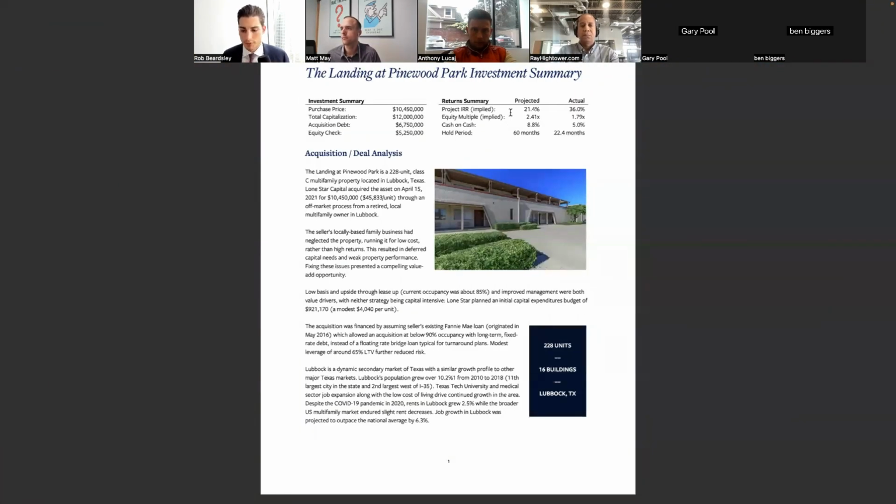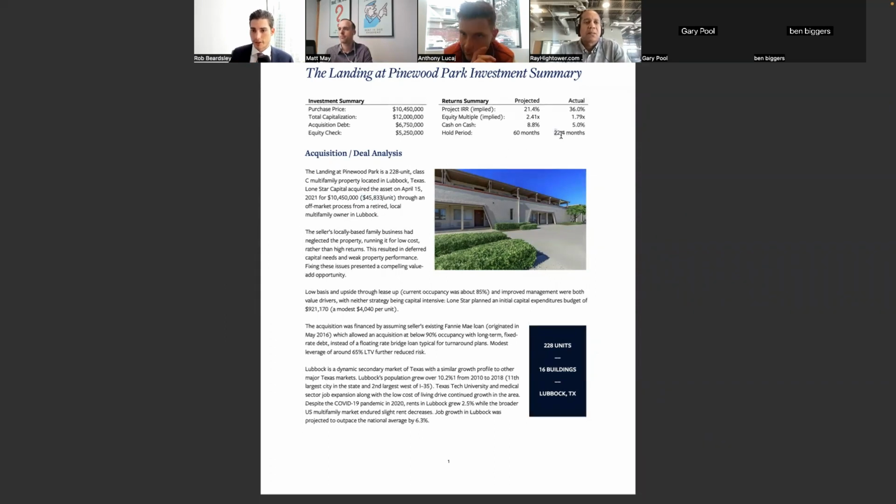Okay, so I'll just run through this real quick since we have extra time. We had this recent refi occur on the Landing at Pinewood Park, which is a 228 unit Class C deal we bought in April of 2021, and we refied just before the 2-year ownership mark, a couple months ago. We bought the deal at a little bit less than $46,000 per unit, which is great pricing. We felt really good about that basis.